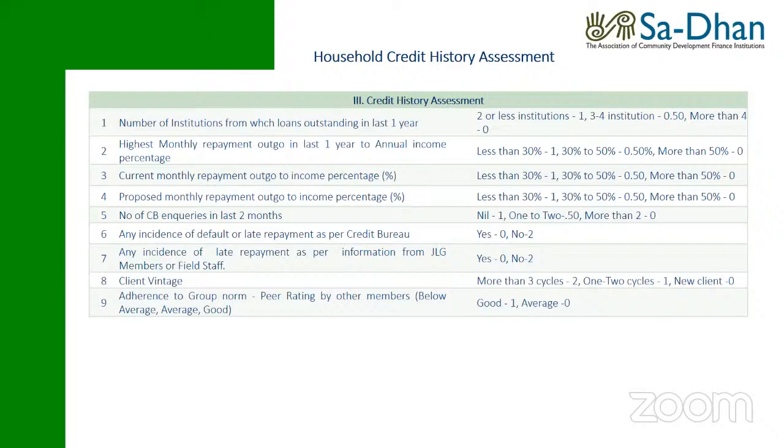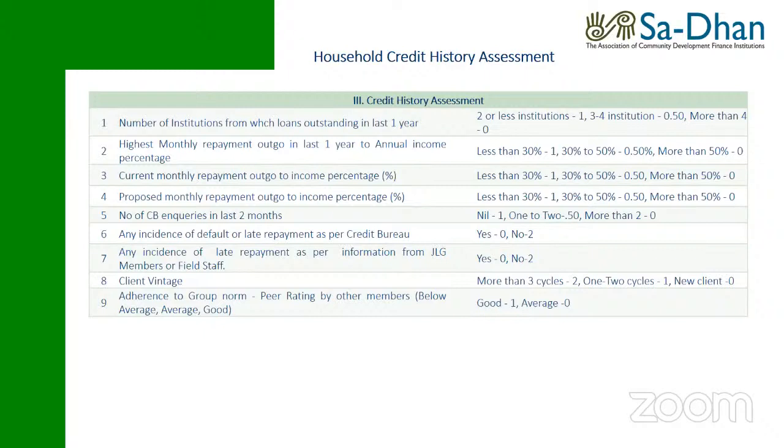Next we're looking at is current monthly repayment outgo to income percentage. So what is the monthly repayment outgo the client has right now, and to the income percentage, how much is that? That again will give us an input to the risk score. Next is proposed repayment monthly outgo. So current, and next is proposed. You're adding, including our loan, what would be the repayment outgo. That again is an important parameter to take.